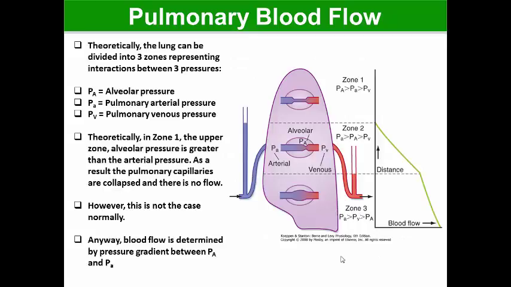So theoretically, the lung can be divided into 3 zones. Here we have 3 pressures interacting together, and these 3 pressures determine the pulmonary blood flow. These pressures are PA, the alveolar pressure, Pa, the pulmonary arterial pressure, and Pv, the venous pressure. So this is the pulmonary arterial pressure, and this is the pulmonary venous pressure.